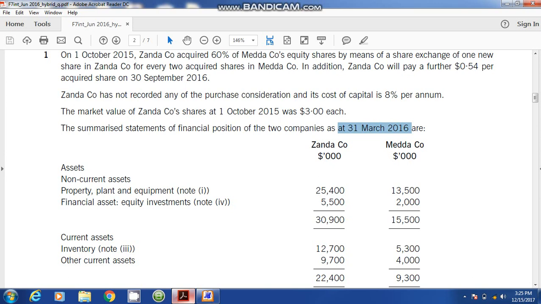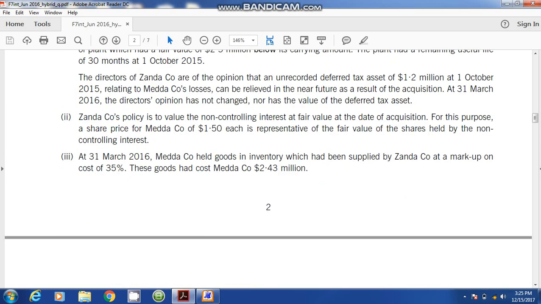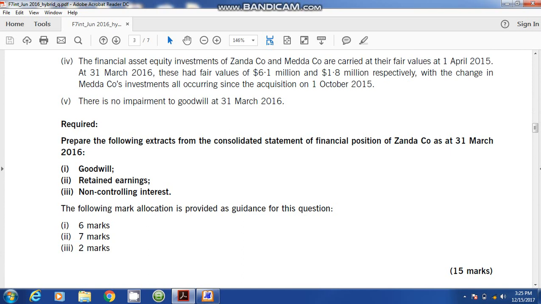In this question, we are looking at a question which came in June 2016, Zanda Company. This is a consolidation question. Like in most consolidated questions, we first look at the requirement. The requirement in this case is the computation of goodwill, retained earnings, and non-controlling interest.